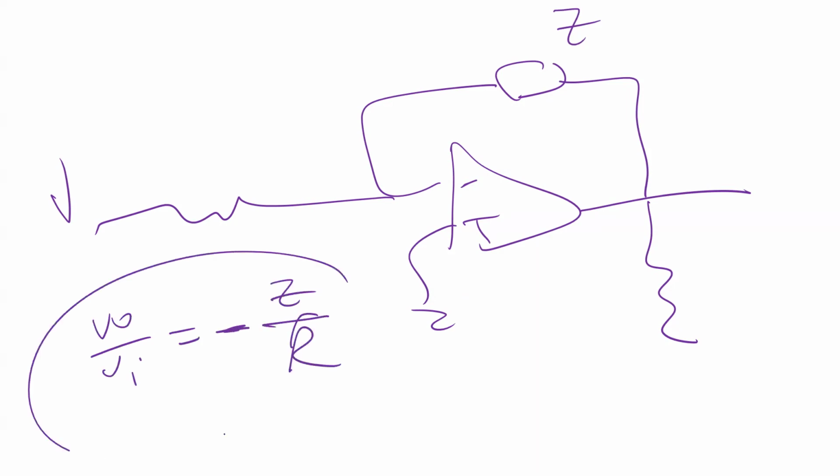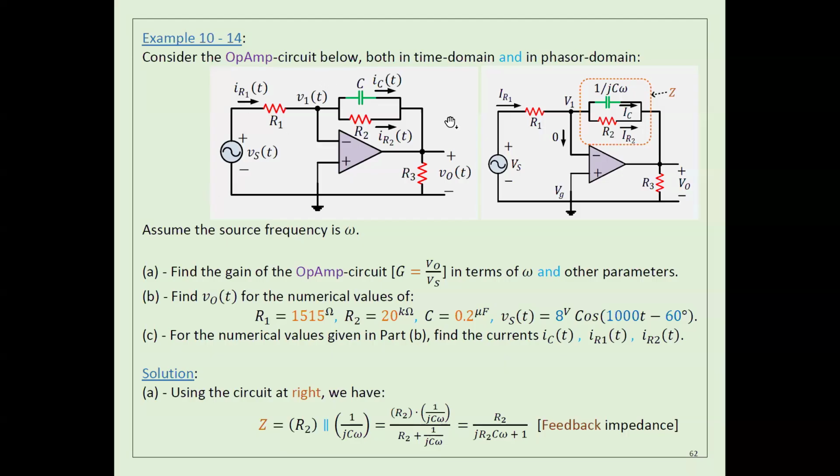This one, we are very familiar with. You already know the formula for this one, by the way. V output divided by V input should equal minus Z divided by R. Or you can derive it, as you will see right now in this example. So let's see in this example here, guys. I give you this circuit. I want to find V output divided by V input.